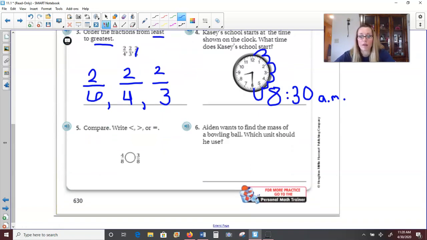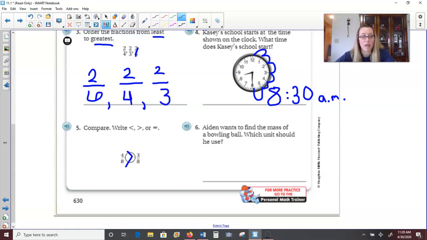And then comparing our two fractions, this time they have the same denominators, so we simply compare the numerators. 4 out of 8 is going to be greater than 3 out of 8.